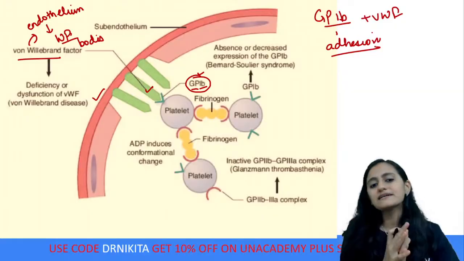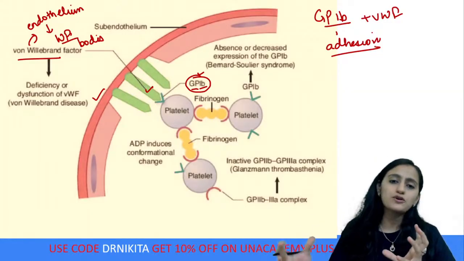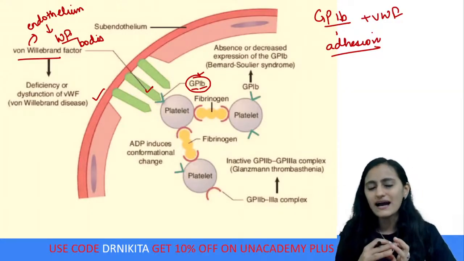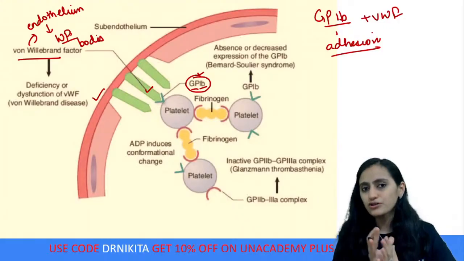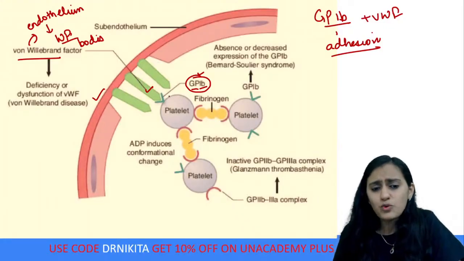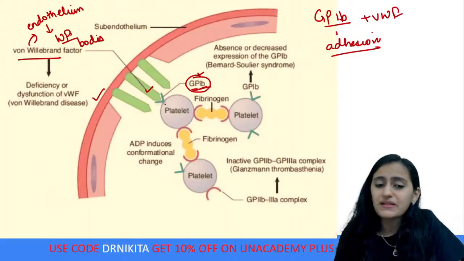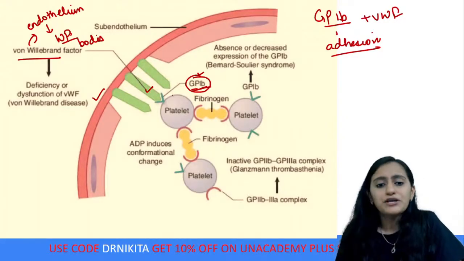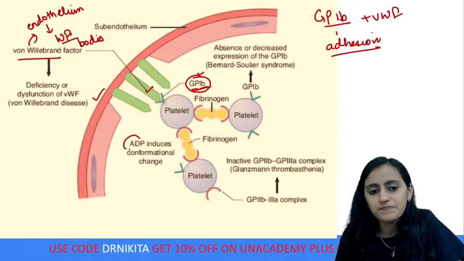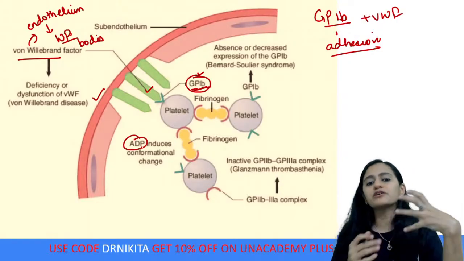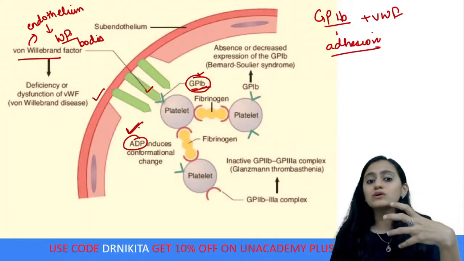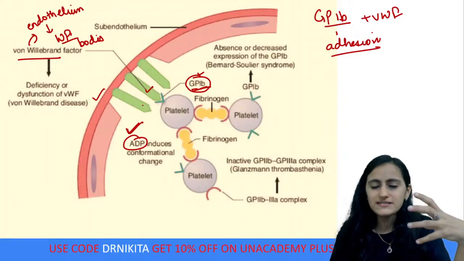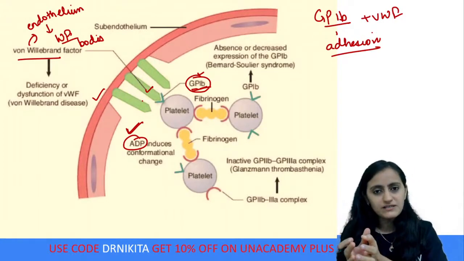Now once that platelet gets adhered, then you want to build up more platelets on that so that there is platelet aggregation, and that is what forms your thrombus then. So once you have your platelet adhesion, and it is adhered, you have your ADP, which induces the conformational change in the platelets. So that is why ADP has a role in platelet aggregation. What does it do? It induces conformational change.